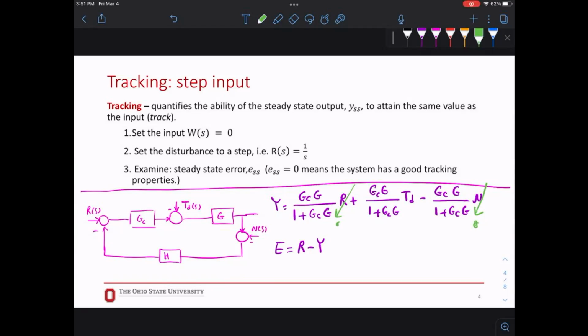Well, if we want to see if this is just rejecting a disturbance, we will say let's make everything 0 except for disturbance. That's your transfer function. You find the steady state error. That has to be 0, right? Same for measurement noise, if you want to see how much your sensor is impacting your system. Does that make sense now?